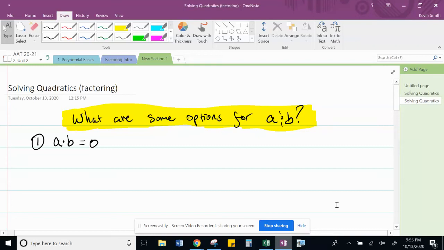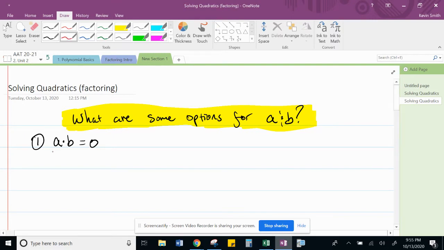Okay, so we are going to start solving some of these quadratics. So again, solving is we need an equal sign. Before we start, I want you to look at this problem, a times b equals 0, and try to think right now, what are some options for a and b? So take a second. What numbers could a and b be where they'd multiply to equal 0? So try to come up with one.